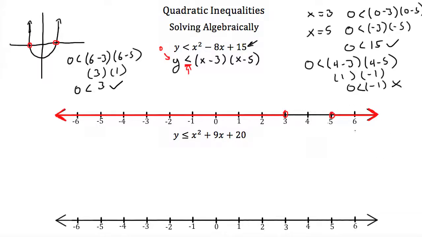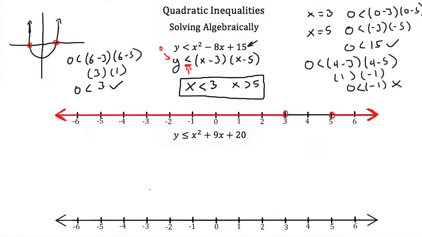Now looking at this number line, we can see the solutions of x for this inequality. Our solutions are x is less than 3, because that's all these points that are less than 3, and x is greater than 5, because that's all the points greater than 5. So our solutions then for this inequality would be x is less than 3 and x is greater than 5.